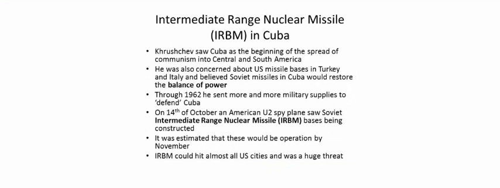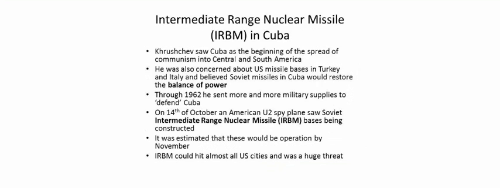Throughout 1962, he sends more and more military supplies and advisors to defend Cuba, and then at the start of the Cuban Missile Crisis proper, on the 14th of October, the Americans finally get wise to the fact that the Soviets have been putting IRBMs, intermediate range nuclear missiles, in Cuba, which can still from there hit most of America. And there was an estimation by the CIA that these would be ready for firing in November.